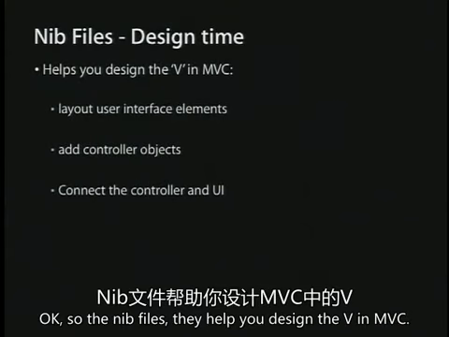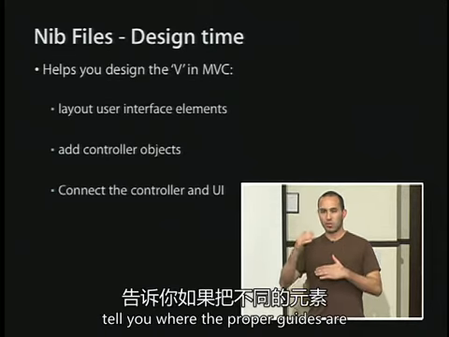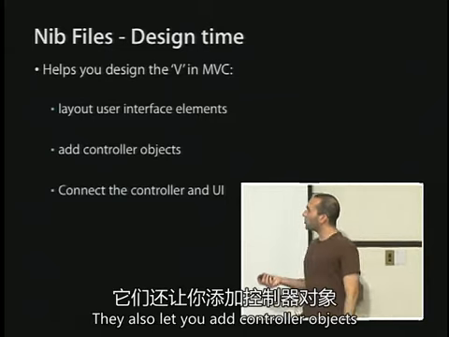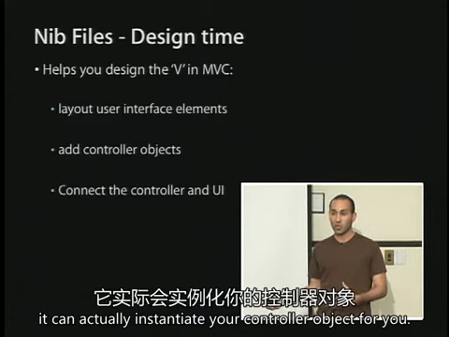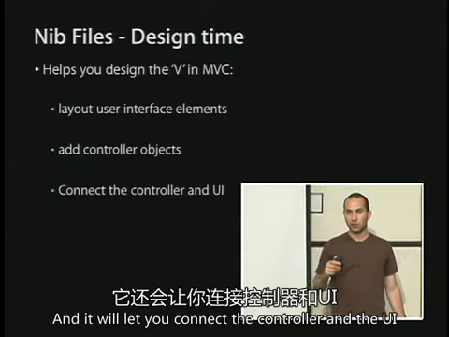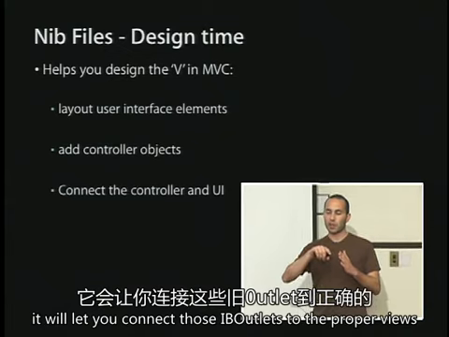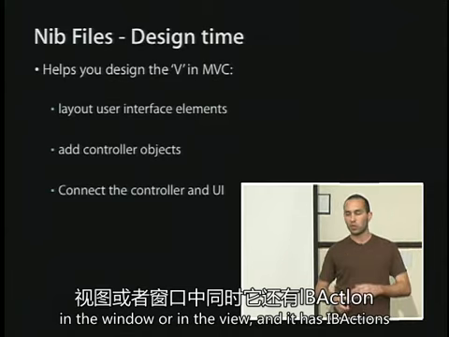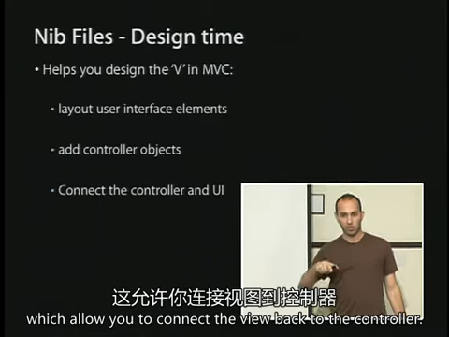OK, so Nib files help you design the V in MVC. And they help you lay out user interfaces. As we saw, they'll tell you where the proper guides are to help you align different elements and make sure they all look good. They'll also let you add controller objects. So when you load a Nib, it can actually instantiate your controller object for you. And it'll let you connect the controller and the UI. So if your controller has several different IBOutlets, it will let you connect those IBOutlets to the proper views in the window or in the view. And it has IBActions, which allow you to connect the view back to the controller.